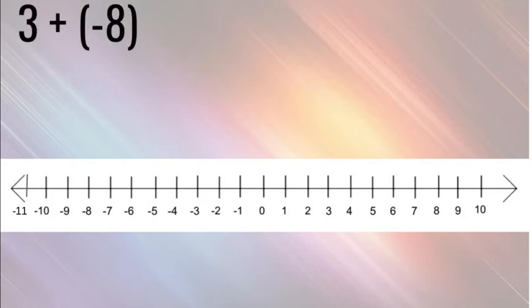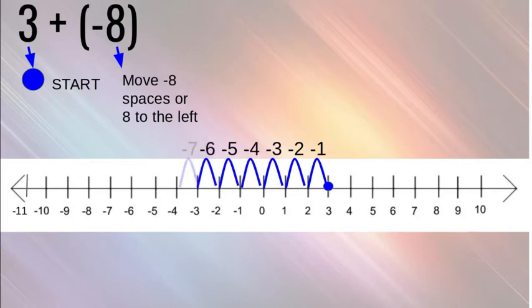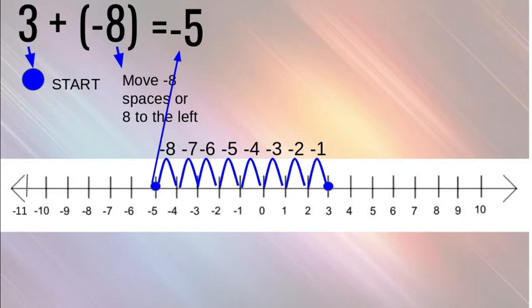So here's what we start with: 3 plus -8. Our starting number is 3, so we start at 3. Then we're adding -8, which means I'm going to move my starting place -8 spaces, or 8 spaces to the left. 1, 2, 3, 4, 5, 6, 7, and 8. Where I land is my answer. So -5 is my answer. When I take 3 plus -8, it's -5.